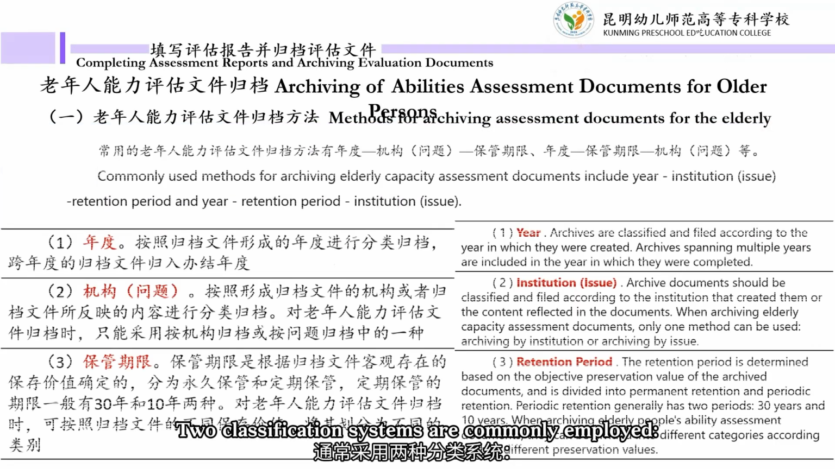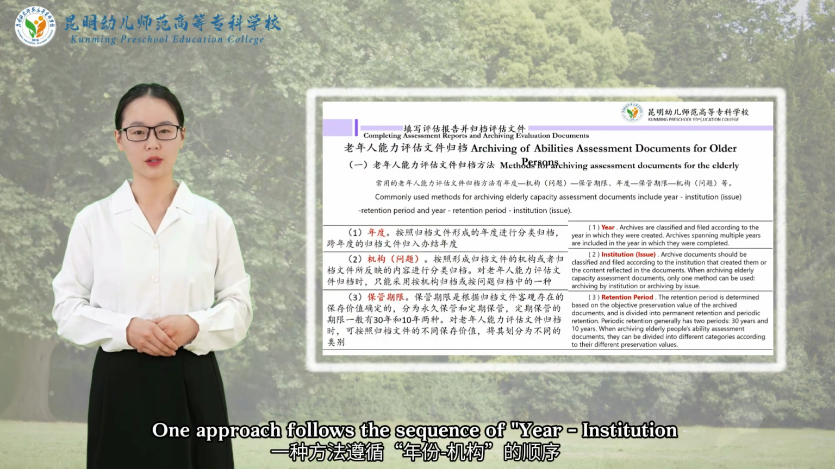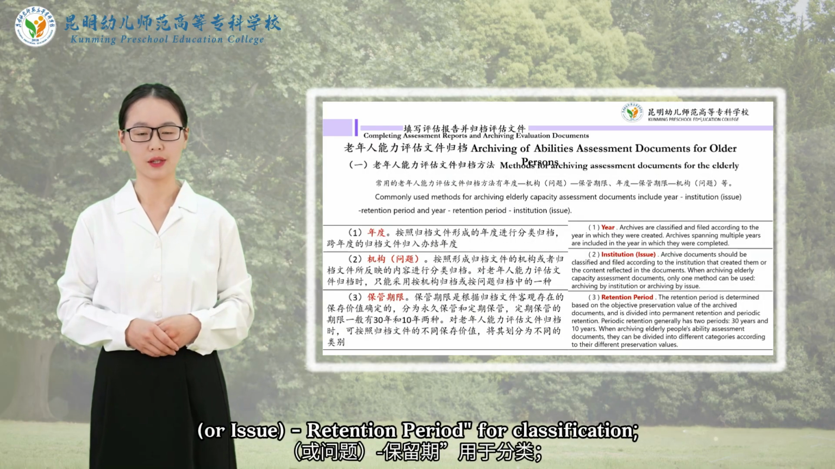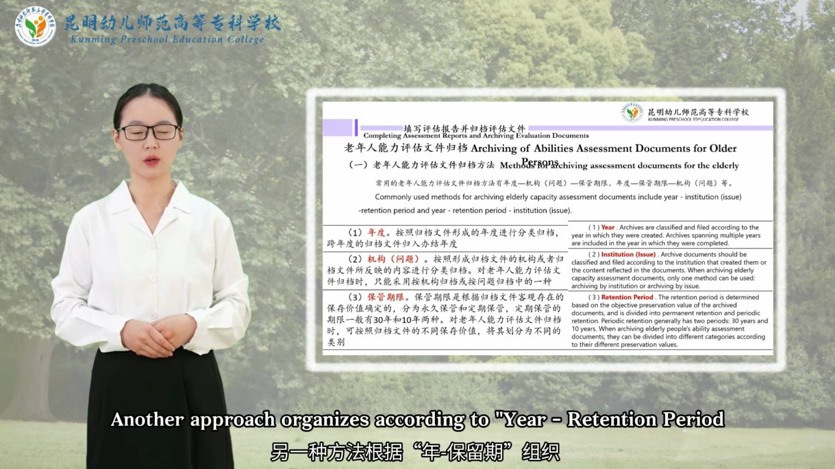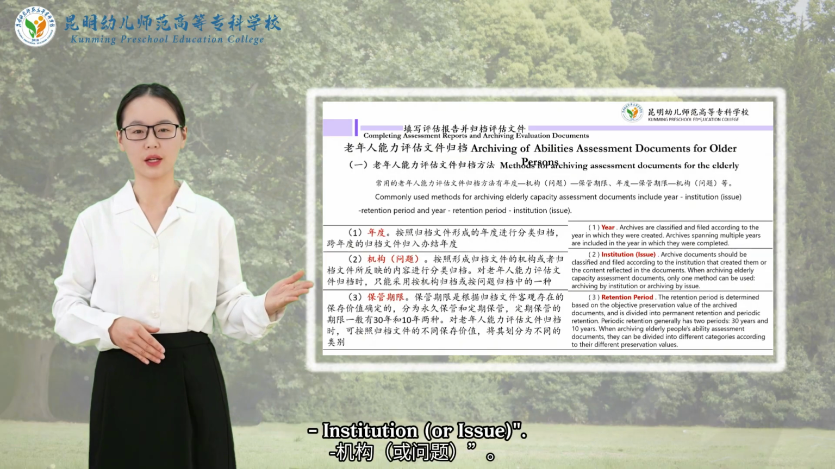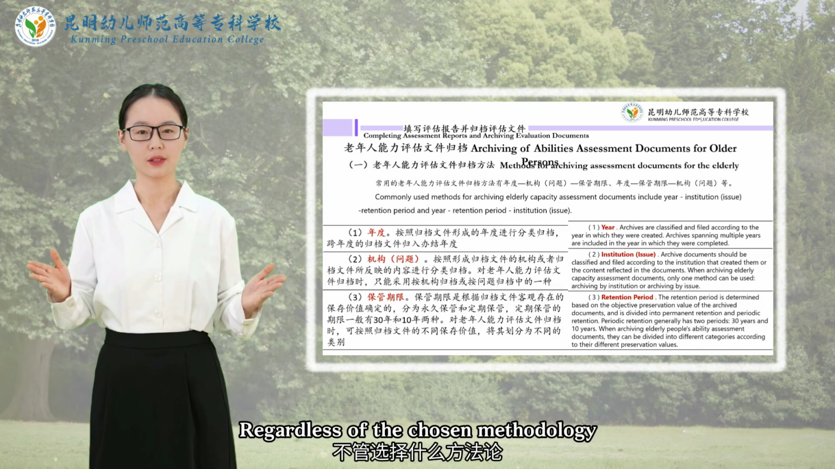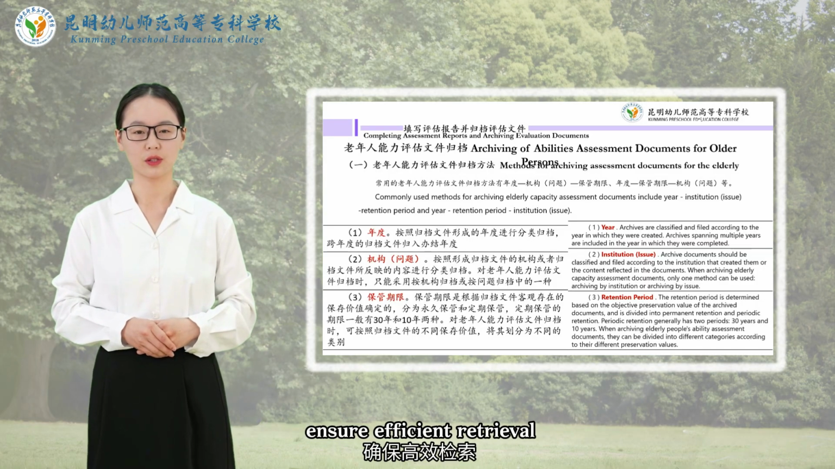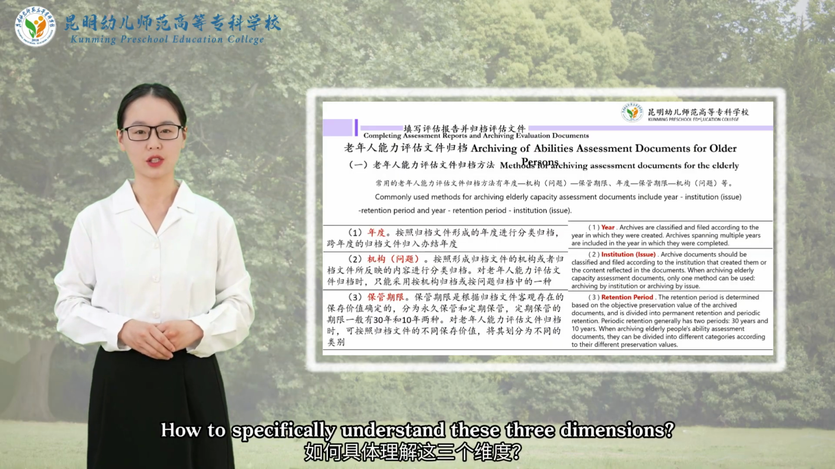Two classification systems are commonly employed. One approach follows the sequence of year, institution or issue, retention period for classification. Another approach organizes according to year, retention period, institution or issue. Regardless of the chosen methodology, consistent standardization must be maintained to ensure efficient retrieval. How do we specifically understand these three dimensions?